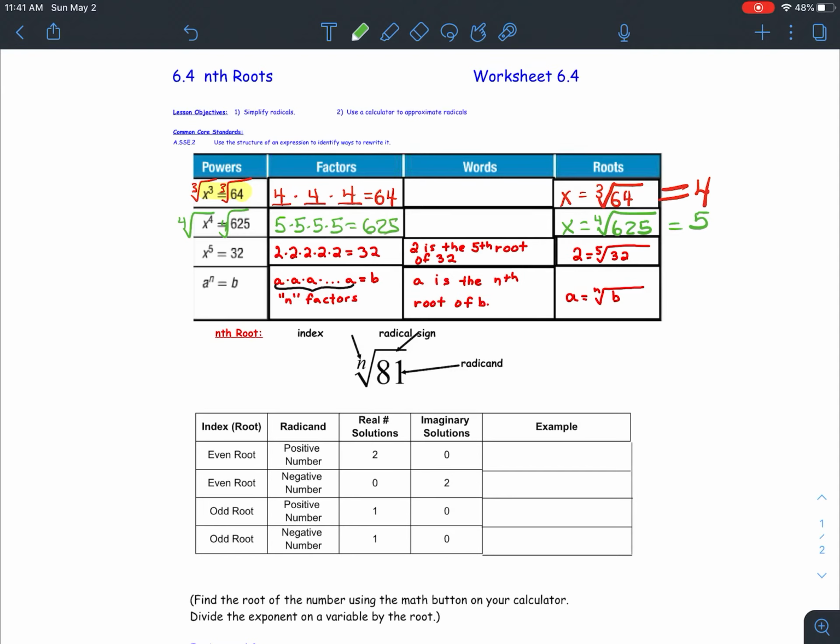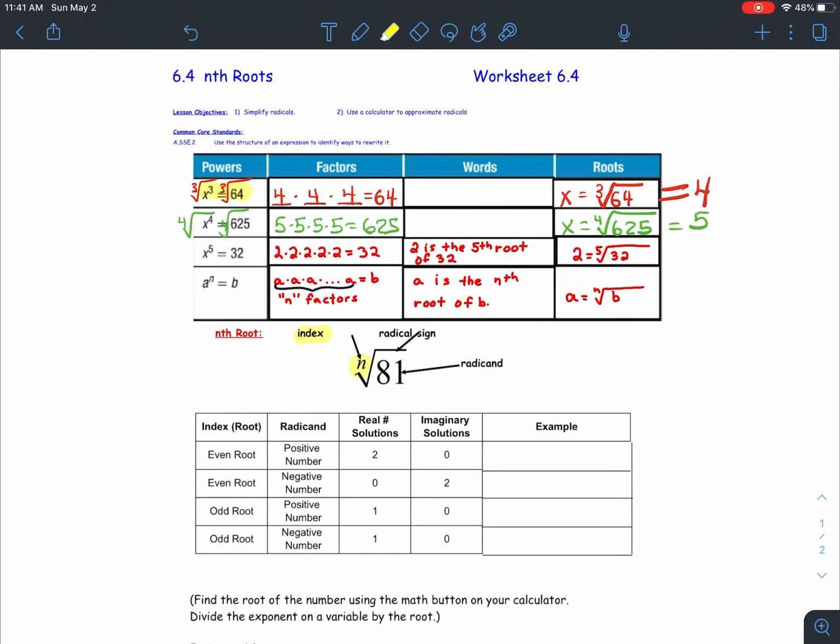Okay, so let's just talk briefly here about the different components to a radical, and we're going to look at a few scenarios here in this chart before we move into simplifying these problems. If you hear me use the term index, index is referring to what your root is.